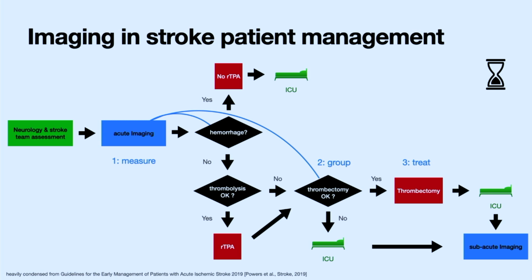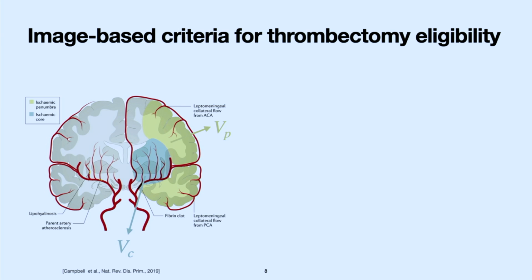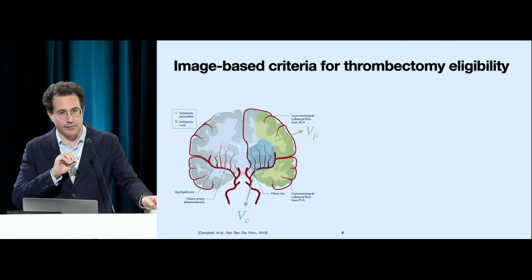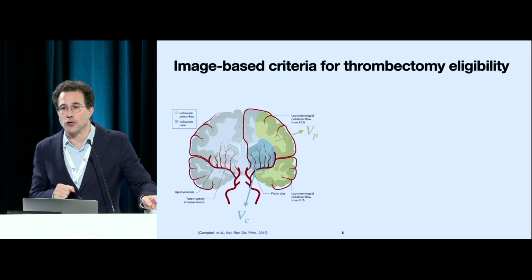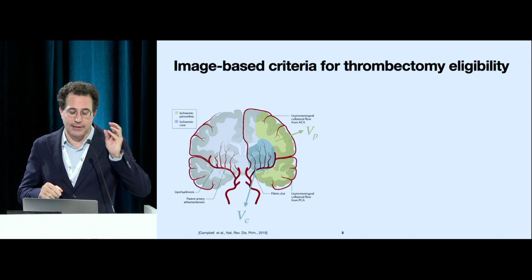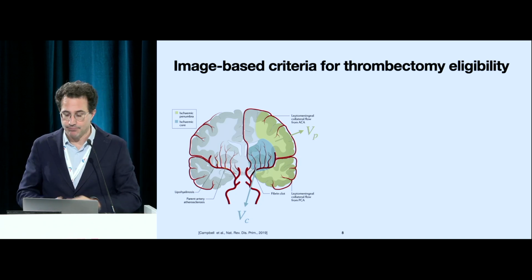So let's dig a bit more into how you use imaging to stratify your patients, right? The two parts of an ischemic stroke that you care about are the infarct core, which is tissue that is really severely hypoperfused, probably dead tissue that you cannot recover, and then the penumbra. So you want to compute the volume of the infarct core, VC at the bottom, and the volume of the penumbra. Penumbra is tissue that potentially you can salvage, okay?